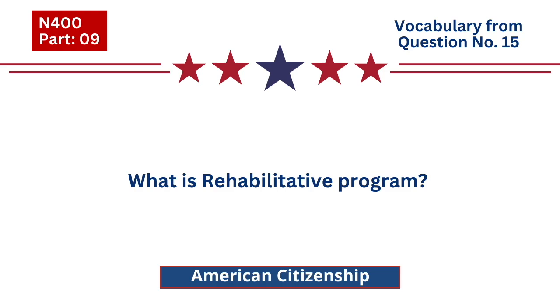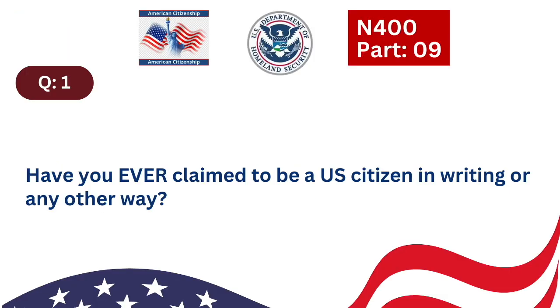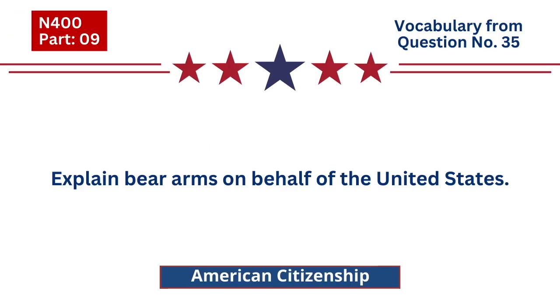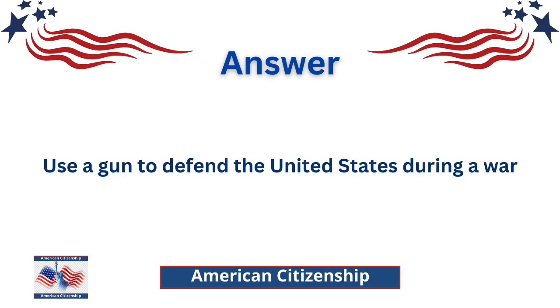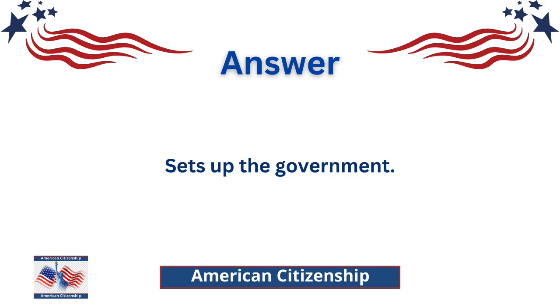What is rehabilitative program? A program to help someone to recover from drugs or alcohol. Have you ever claimed to be a US citizen in writing or any other way? No. Explain. Bear arms on behalf of the United States. Use a gun to defend the United States during a war. What does the Constitution do? Sets up the government.